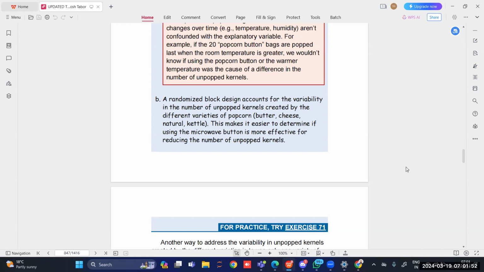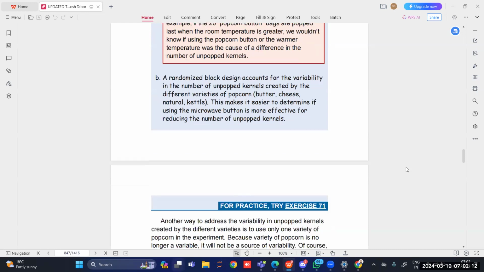It can happen that if we are taking a completely randomized design, the butter cooks first, then the cheese takes more time. It can happen. So a completely randomized design is not suitable. This makes it easier to determine if using a microwave button is more effective for reducing the number of uncooked unpopped kernels. Okay, that's the thing.